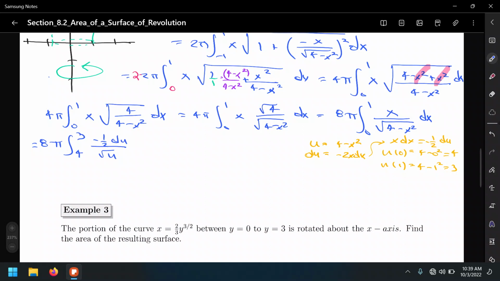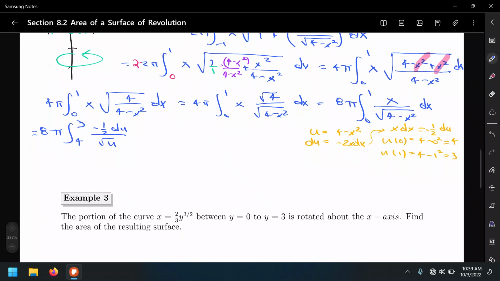So don't freak out when you change the limits of integration and you see this weird setting of a lower limit that is a larger number than the upper limit. That's fine. That's very common. But that gets fixed with these negatives. Okay, so let's multiply negative 1/2 times 8 pi. That's going to give us negative 4 pi integral from 4 to 3, and I'm going to move this root of u to the numerator as u to the negative 1/2 du.